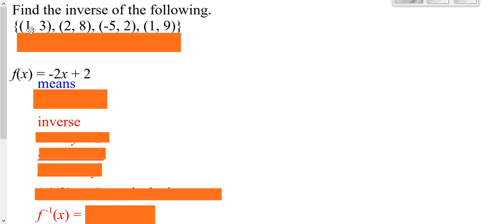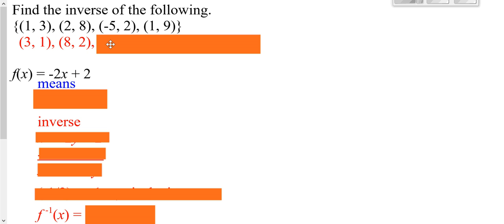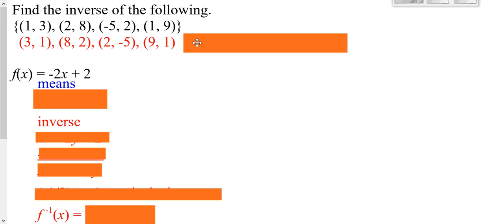So here we're looking at basically a set of ordered pairs, which is like a table of values, but from a different perspective. To find your inverse, you just switch your x and y, we were told. So your first ordered pair, you switch your x and y. Second ordered pair, you switch x and y. Then you switch your x and y, and switch x and y. So what we have here in red is your inverse.